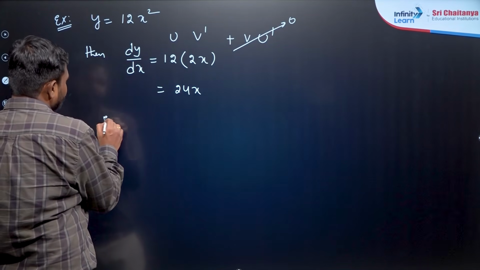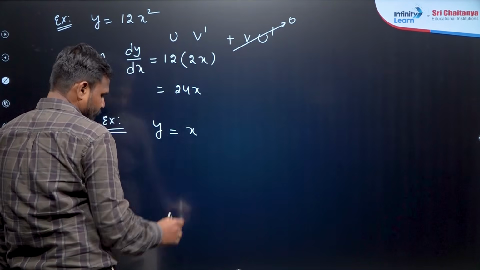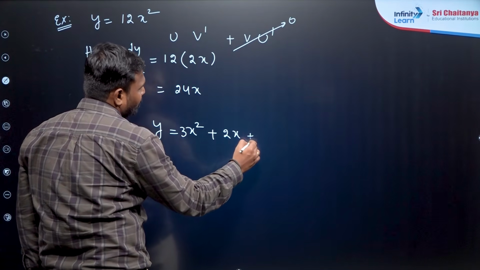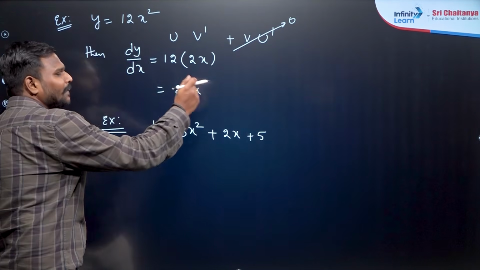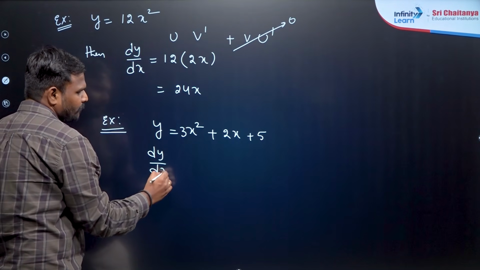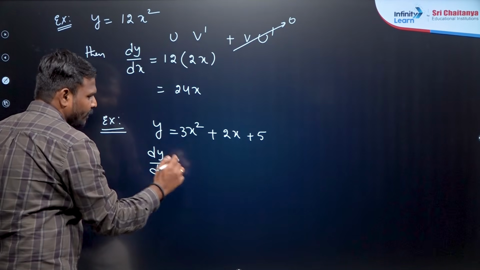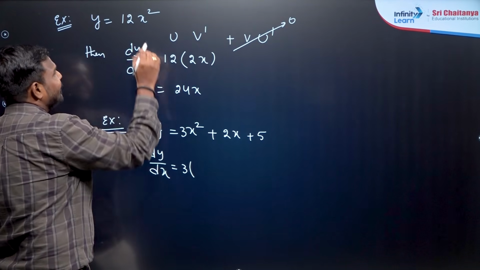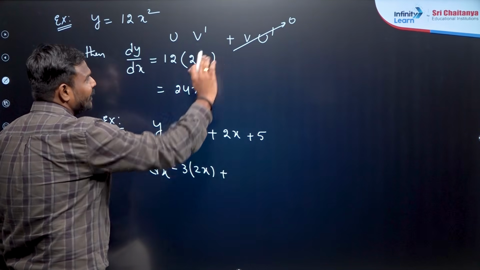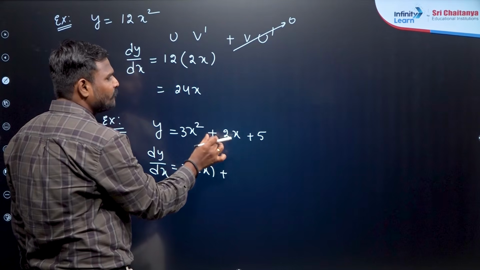Right. Another example. y is equal to 3x square plus 2x plus 5. Now, something plus something plus something. Let us differentiate it. 3x square: 3 is a constant, keep the constant outside and differentiate x square. What is the derivative of x square? 2x. That's it. No need to write v u dash, it is a waste of time, anyway 0. Plus, because it is in the form of u plus v.